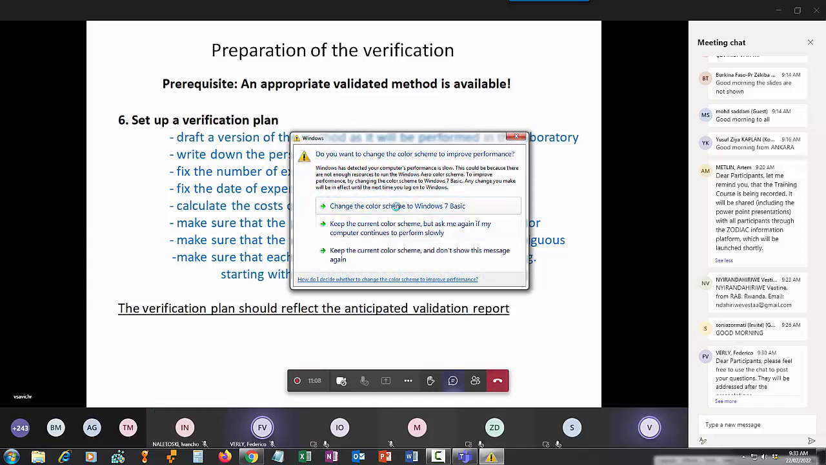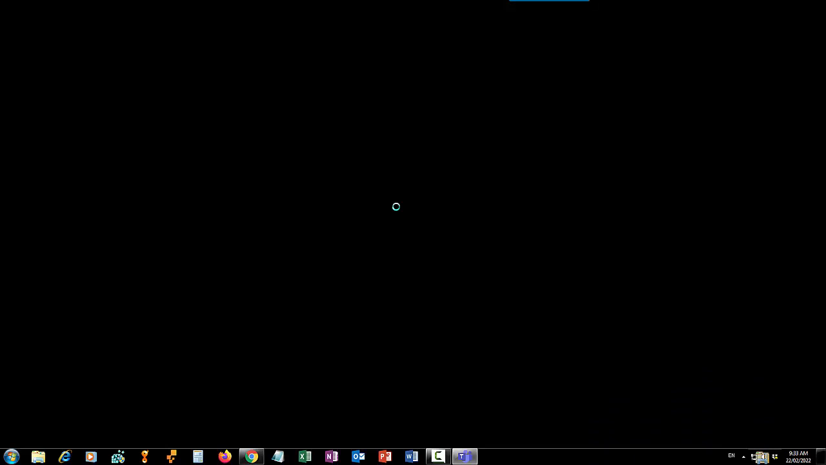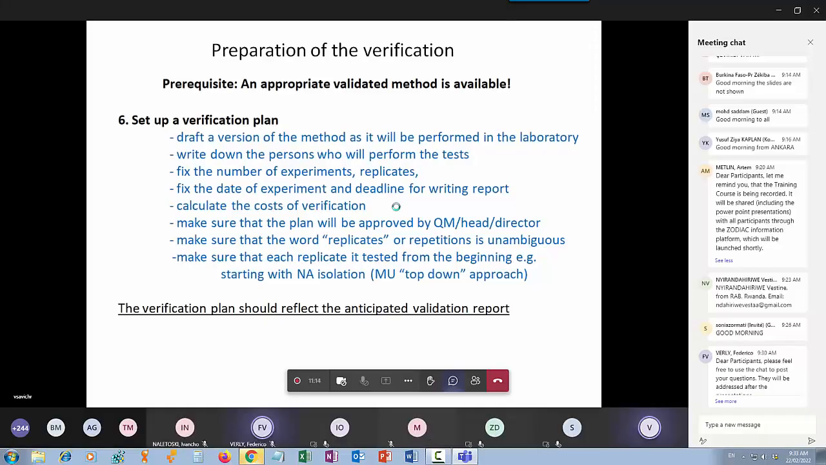Is it 5 repetitions? Is it 10 repetitions? Is it 20 repetitions? How many replicates? Few or more? Then fix the date of experiment. Fix that it will be done from that March to that March. Then put a deadline for writing the report on your verification.